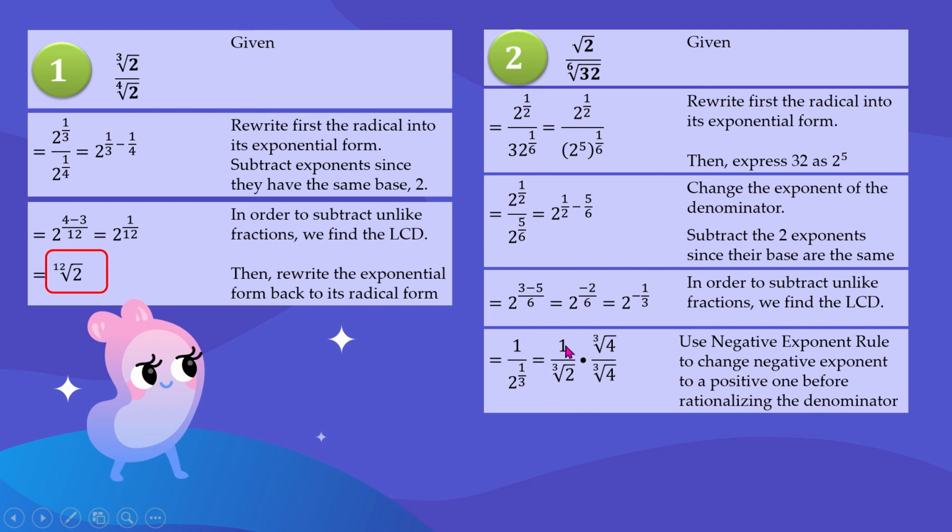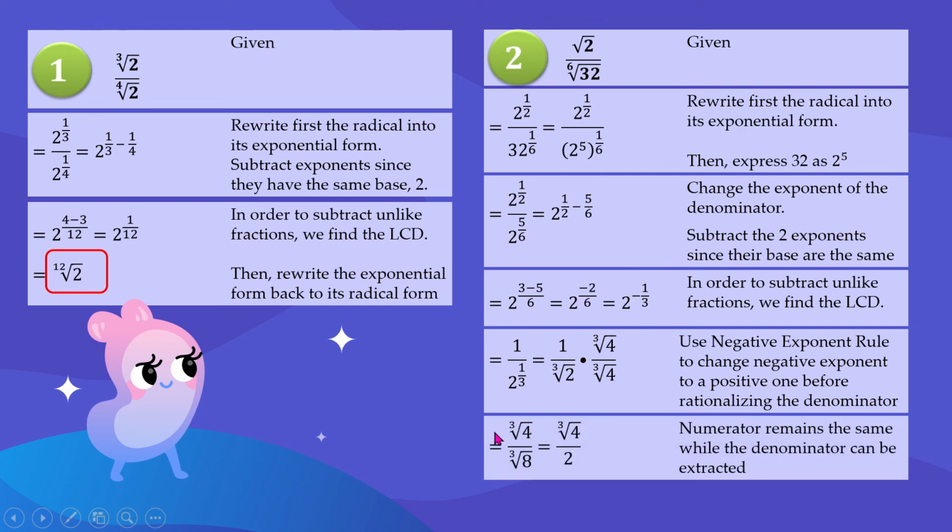So, 1 times cube root of 4, over cube root of 2 times cube root of 4, the same index 3. So 2 times 4 is 8. The numerator remains the same. We cannot simplify the cube root of 4, because 4 is not a perfect cube. 4 is a perfect square. So we remain writing cube root of 4 in the numerator, while the cube root of 8 is 2.